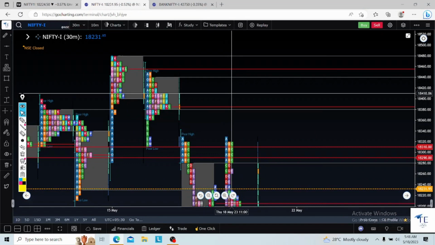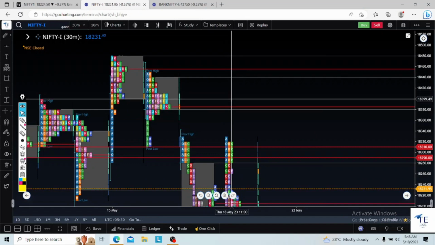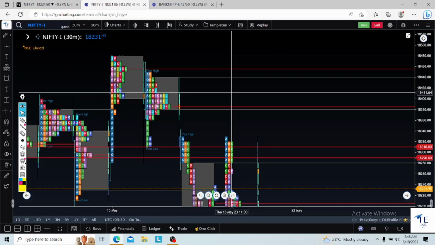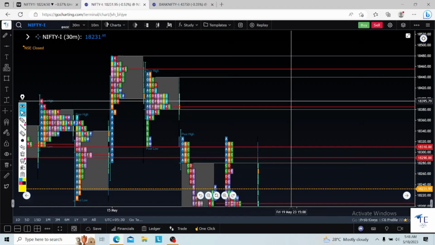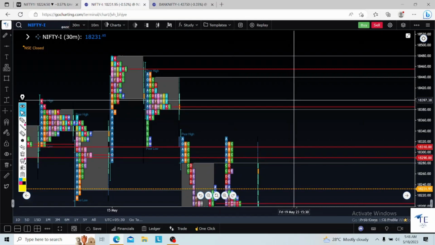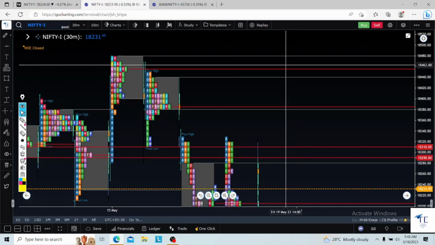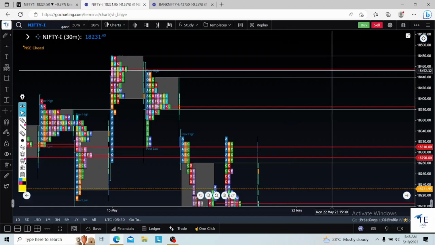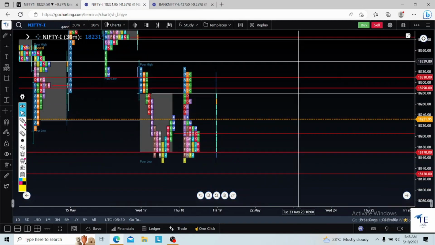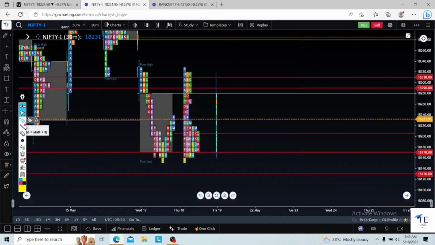Second target 18,410, sorry, 18,400. Directly, first target 310 to 400, you can directly target 400. So any acceptance here, you can directly target this 18,480. This is one scenario, where the market opened inside this value area. That is very, very important. We need acceptance at 18,310.